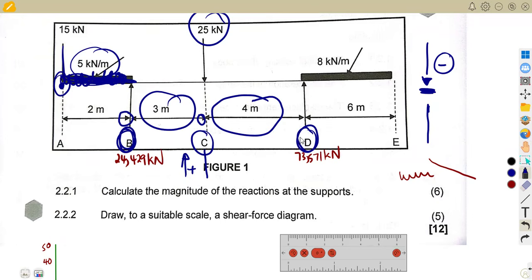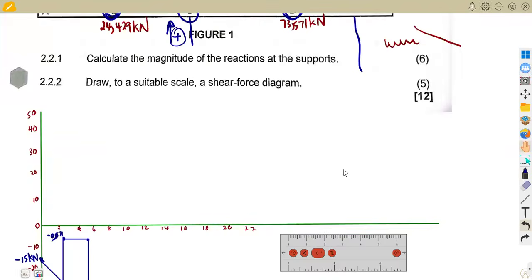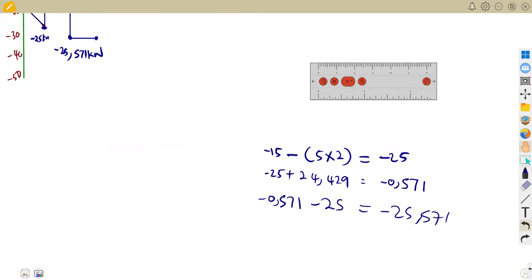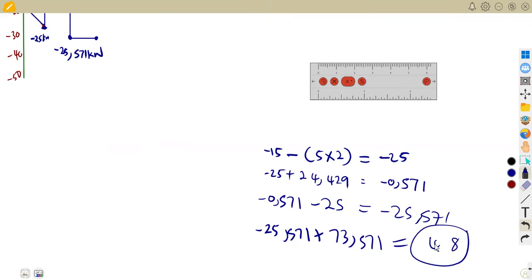At point D, what do we have? It's a support, which is 73, and I said the support you add, and it's a vertical line that you're drawing. So you're going to add 73.571 at the value that we are now. Remember where we are at negative 25.571. At negative 25.571, we add the value of D, which is 73.571. You're going to see that you end up at 48 then.